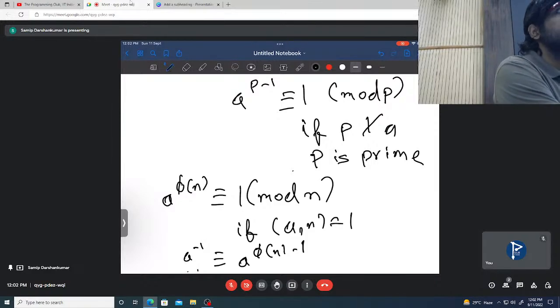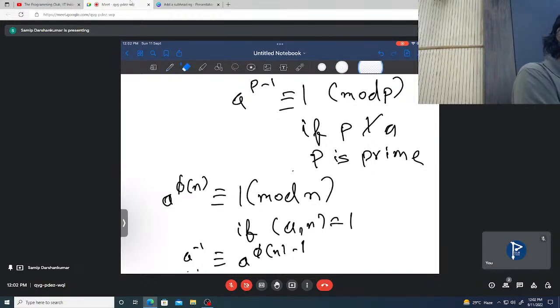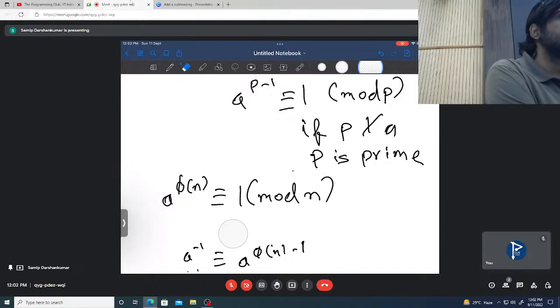Or should I give an example? How did that come, A raised to power phi n? Like, yeah, the proof is a bit out of level for now. Online you can read it if you have interest. It is a bit irrelevant here and not used much in CP.